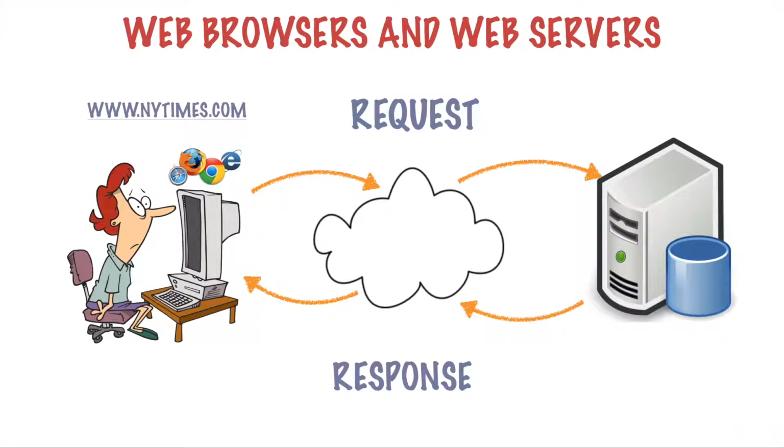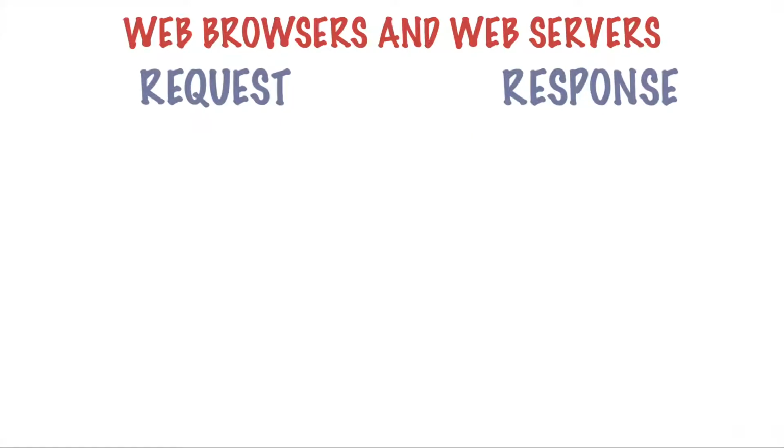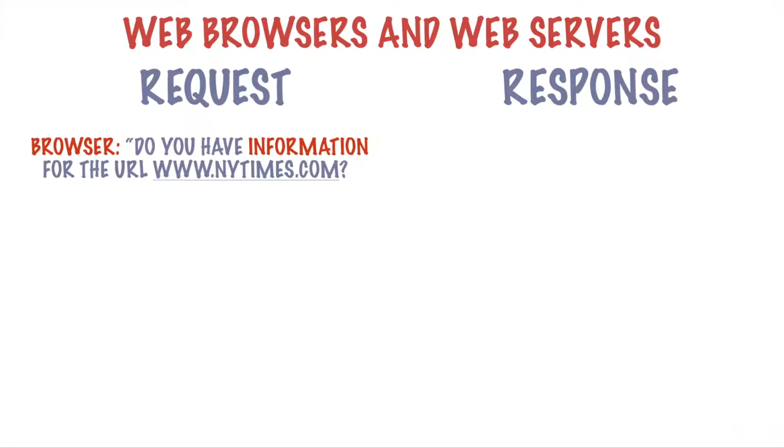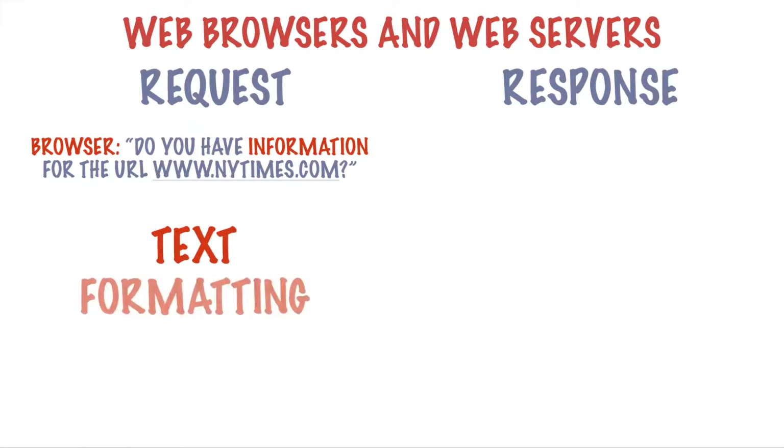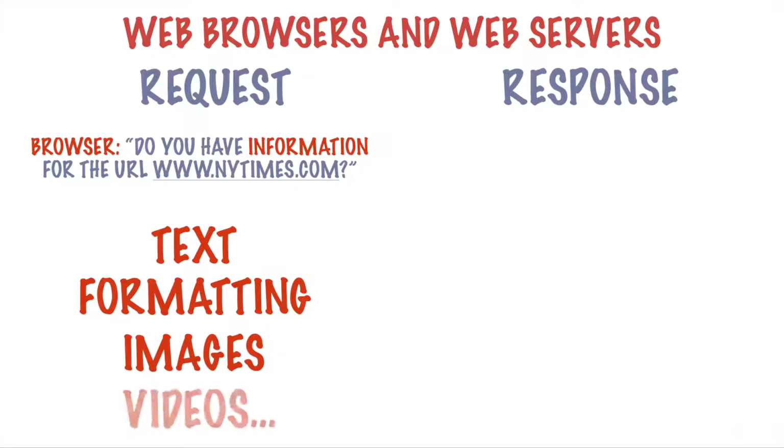What's happening behind the scenes is that my browser is sending a request, and this request basically consists of the browser saying, do you have the information for the URL www.newyorktimes.com? Now the browser is interacting directly with me, and what I expect to see is text with nice formatting, images, maybe videos. That's what the client is expecting to see. Text, formatting, images, and videos.